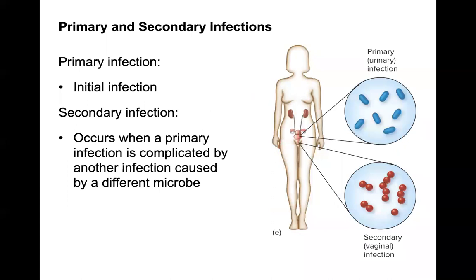Primary and secondary infections. A primary infection is an initial infection. A secondary one is one that results when a primary infection is complicated by another infection caused by a different microbe. It's not uncommon, for example, if you have the common cold, which is caused by viral infections, and if it's left untreated or prolongs for a period of time, you can end up developing, say, strep throat or a more serious bacterial infection. That would be a secondary infection.